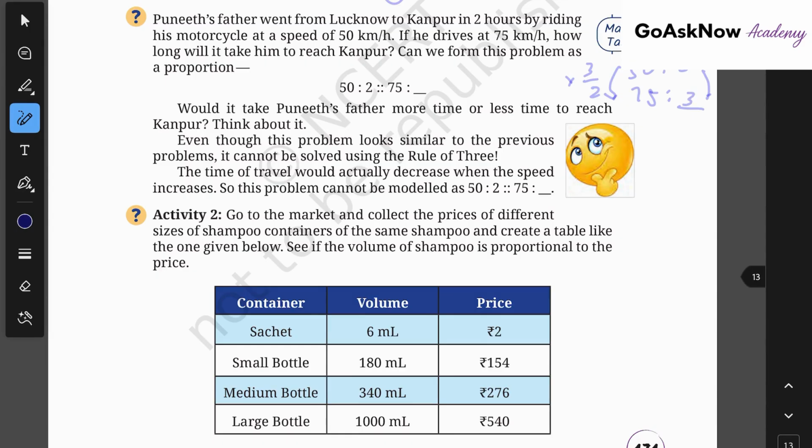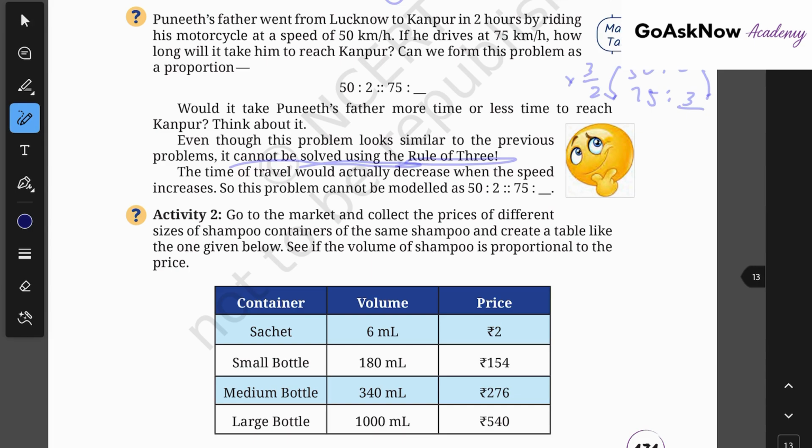But that's not possible, since if you're traveling at a faster speed, the time taken should decrease since you're traveling faster. But you get 3 hours instead of 2. So for these types of problems, you can't use the rule of 3. It cannot be solved using the rule of 3. So you can't model like this.